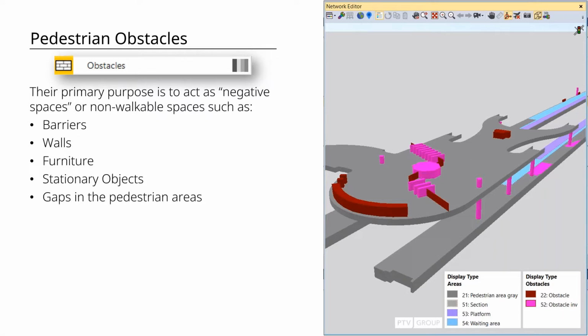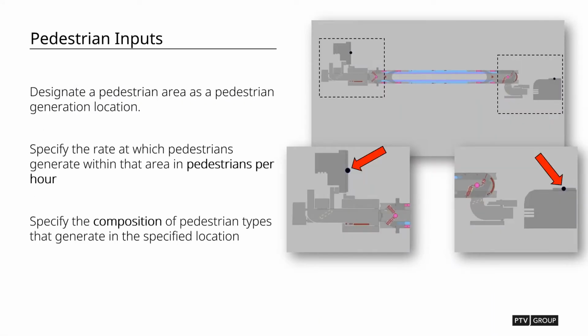All right. Moving right along, after you've built out your walkable spaces and your negative spaces, the next step is to start putting in pedestrians, right? And so in this case, it's going to be very similar to static assignment in Vissim, right? So you're going to have your vehicle inputs. In this case, you're going to have your pedestrian inputs, and you're going to have pedestrian routing that we're going to be defining. In our case, what we're going to do is place a pedestrian input on a specific area that will make that area act as a pedestrian generator.